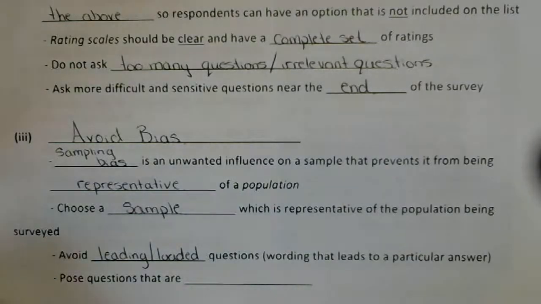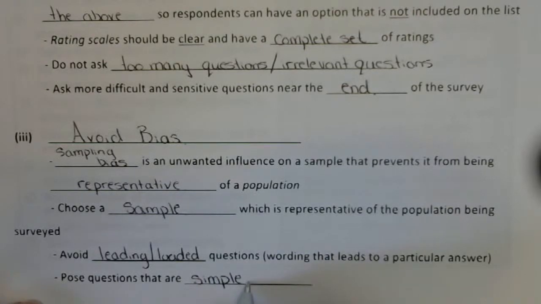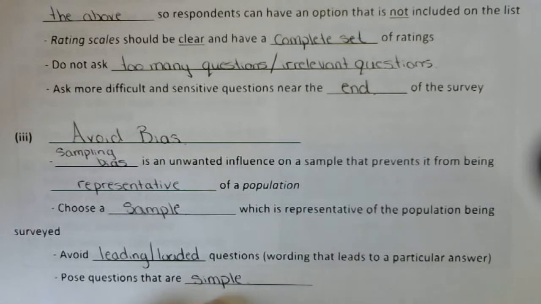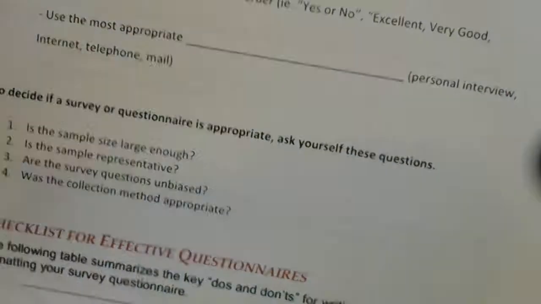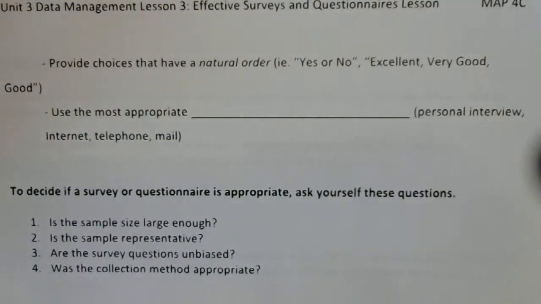Okay. Pose questions that are simple, okay, easy to understand. This will hopefully avoid people who don't understand the question and therefore end up answering a wrong question, okay, which could lead to some sort of bias as well. Provide choices that have a natural order. Don't jump around. Say excellent, not good at all, it was great. Okay, you want to present them in order.